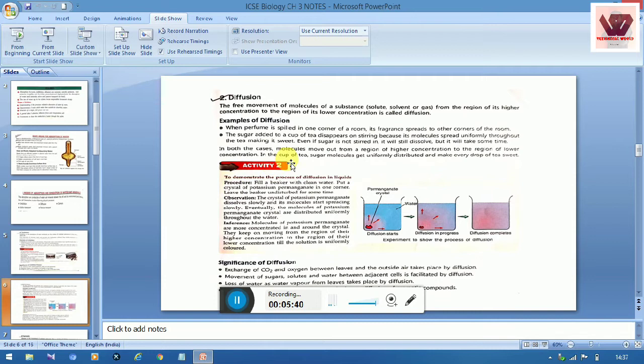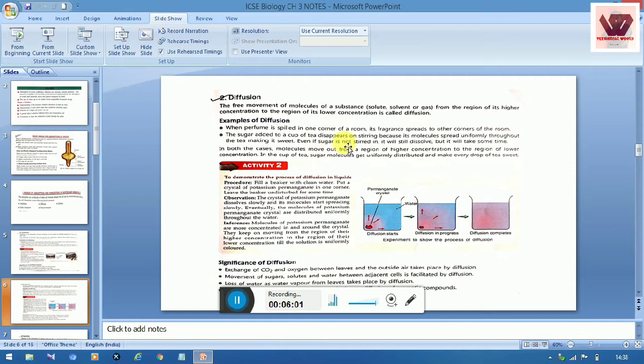Now what is diffusion? The free movement of the molecules of the substances from the region of its higher concentration to the region of its lower concentration is called diffusion. Examples of diffusion: when perfume is spilled in one corner of a room, its fragrance spreads to the other corner of the room.